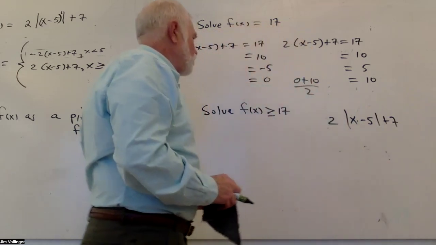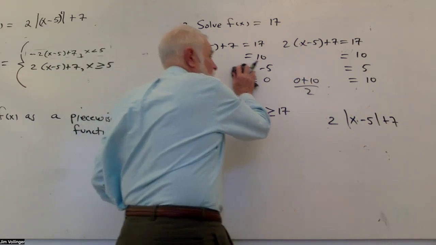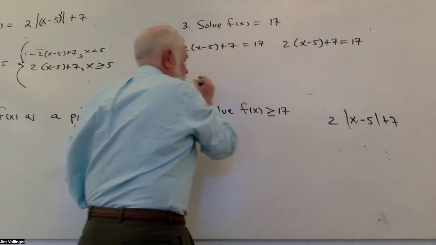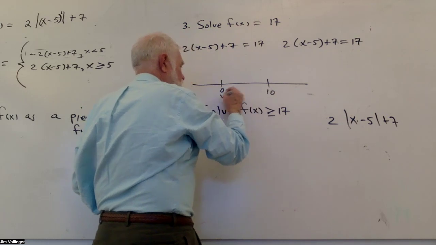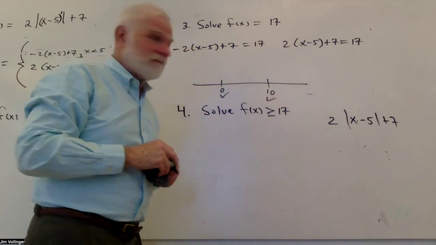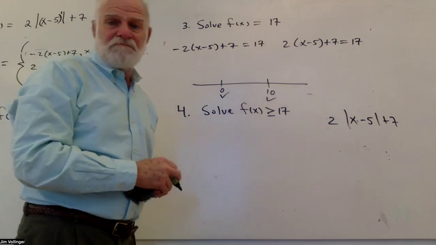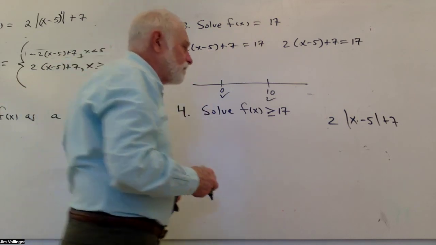Now we want to know when we're greater than or equal to 17. Well, I know when we're equal to 17. We just found that, that's 0 and 10. Okay, so those numbers work. Well, there's only 3 other possibilities. Numbers could be bigger than 10. Let's find out. Most of you said 11. That's okay, we can do 11.